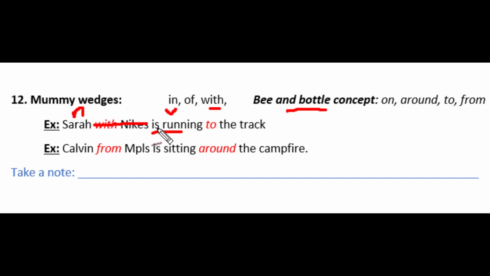Now, sometimes you're going to run into a position where we have a mummy wedge, which is extra junk that we don't need. It's just helping you understand what the heck they're talking about right before. With Nikes gives you like a mini definition of the word right before, Sarah. Make sense? All right. Now, if you look, we have a mummy wedge here. It's level 2, the word to. The bee flew to the bottle, all right? To the track is extra non-essential information. We can cross it out. So now when we get rid of both mummy wedges, look what happens. The sentence is so much easier for you to read and understand. Sarah is running. Done. Boom.